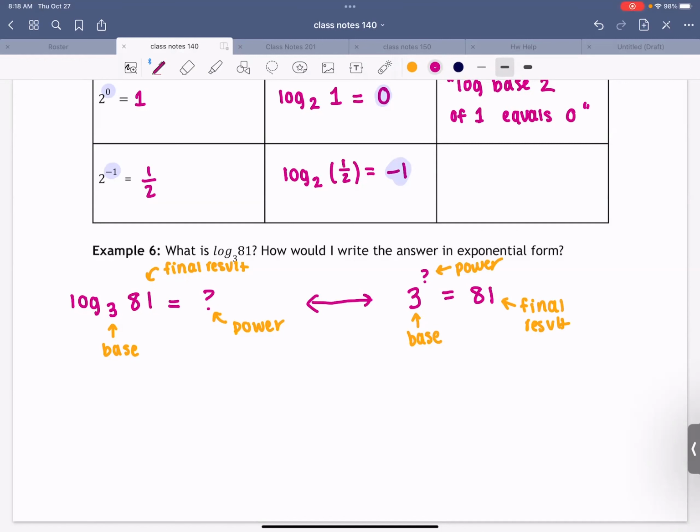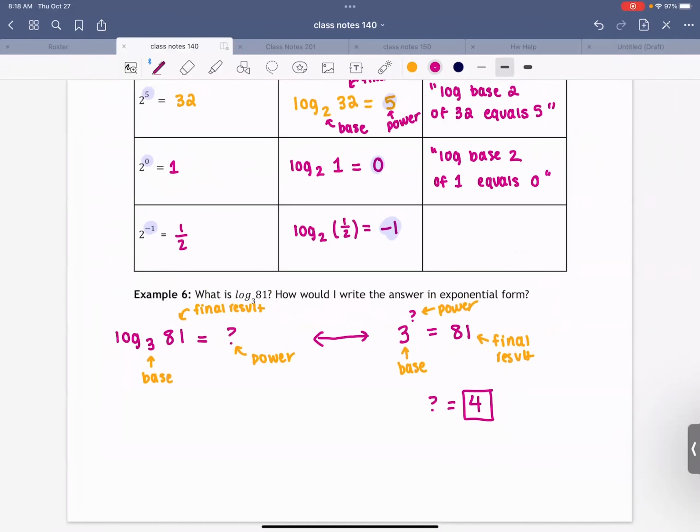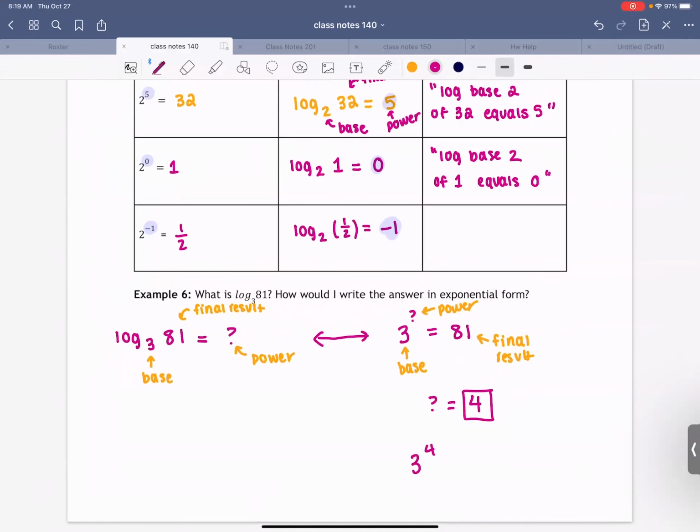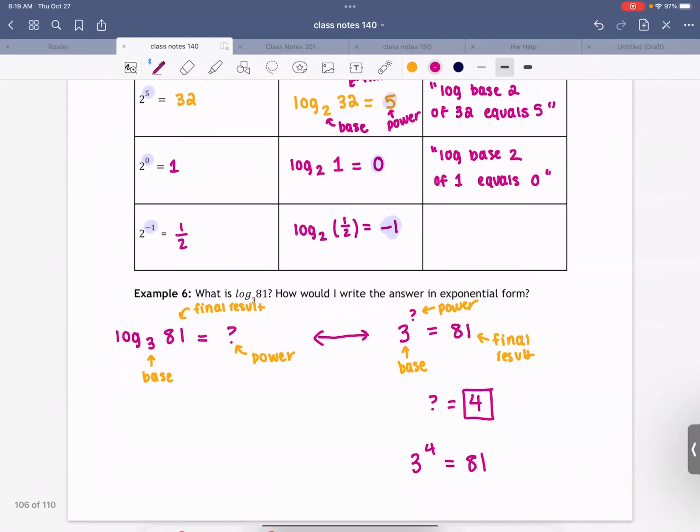Now, what power of 3 equals 81? Is it 4? I'm not very good. I think it is 4, right? So question mark equals 4. So 4 is my answer to the log. Now the next part of the question asks how I would write this answer in exponential form. I know that the answer is 4, so I can literally substitute 4 into my question mark. So this could be 3 to the 4th power equals 81, and that's my exponential form.